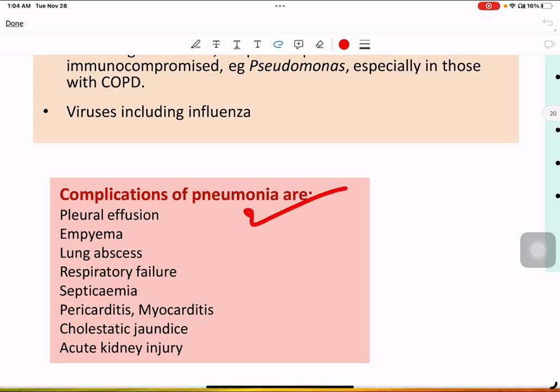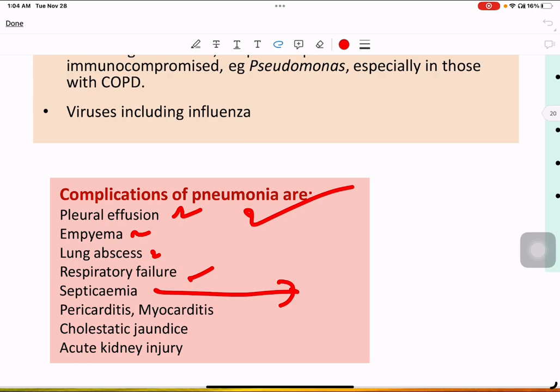Common complications of pneumonia: there may be effusion, lung abscess or empyema, leading to respiratory failure. The infection may go to the blood and lead to septicemia. The infection may spread to the heart, leading to pericarditis, myocarditis. It may lead to cholestatic jaundice or acute kidney injury.